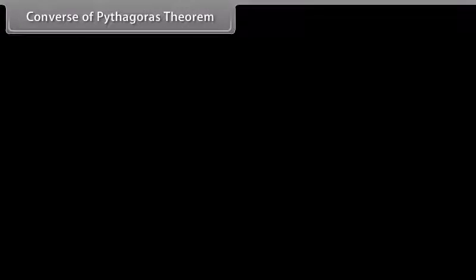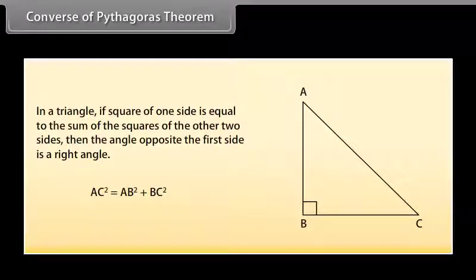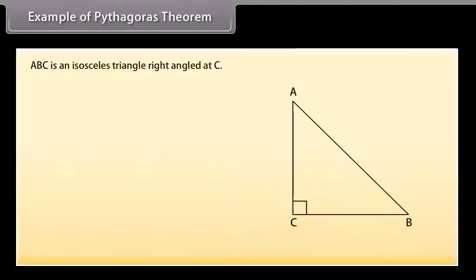Converse of Pythagoras theorem. In a triangle, if a square of one side is equal to the sum of the squares of the other two sides, then the angle opposite the first side is a right angle. Example of Pythagoras theorem. ABC is an isosceles triangle right angled at C. Prove that AB square is equal to 2AC square.